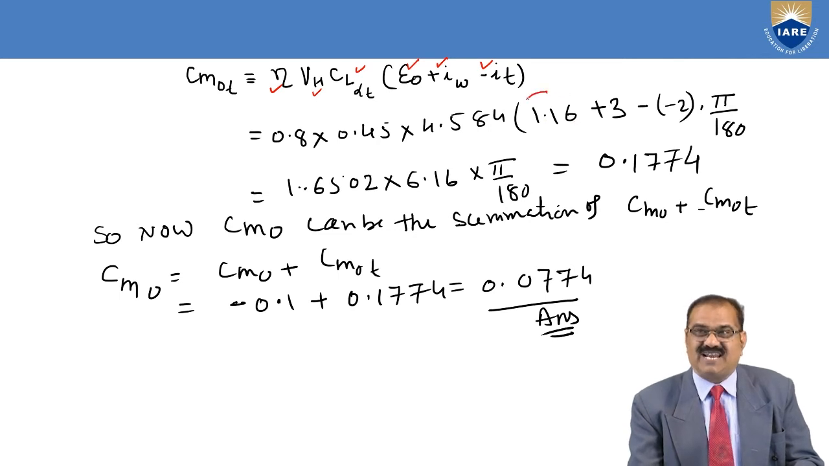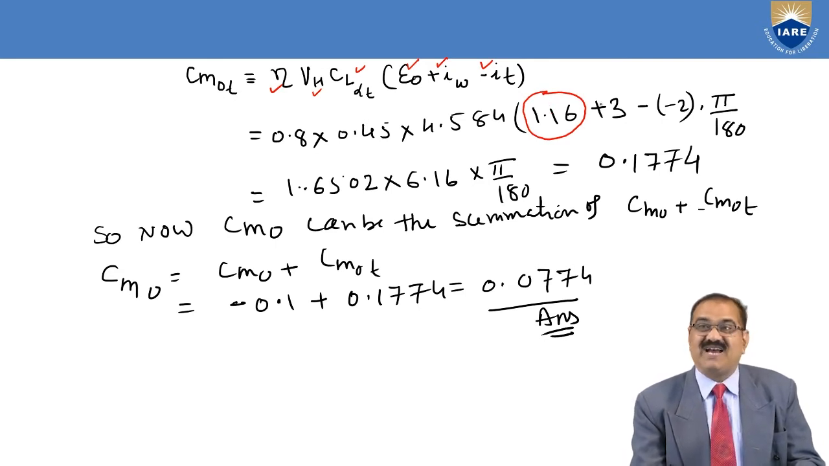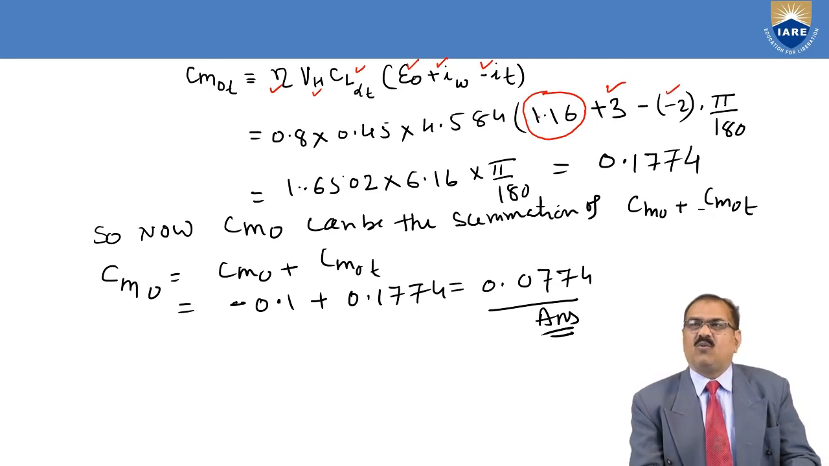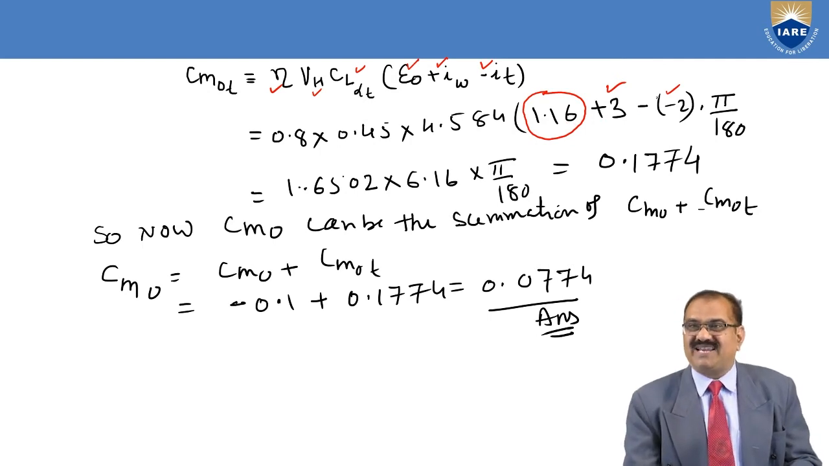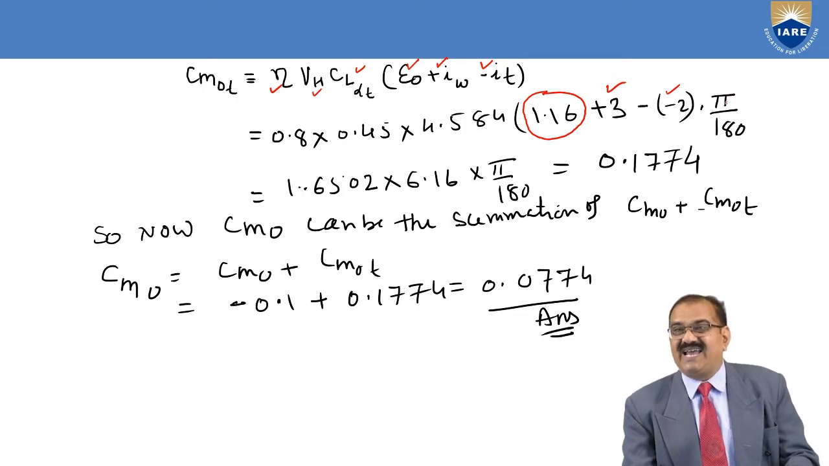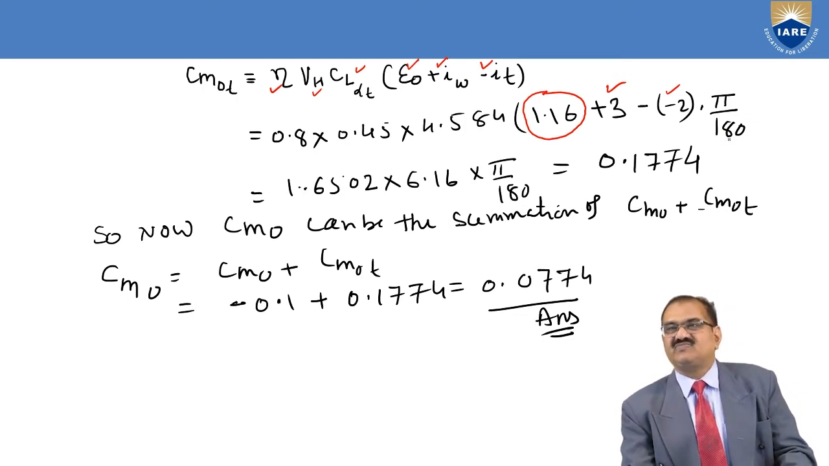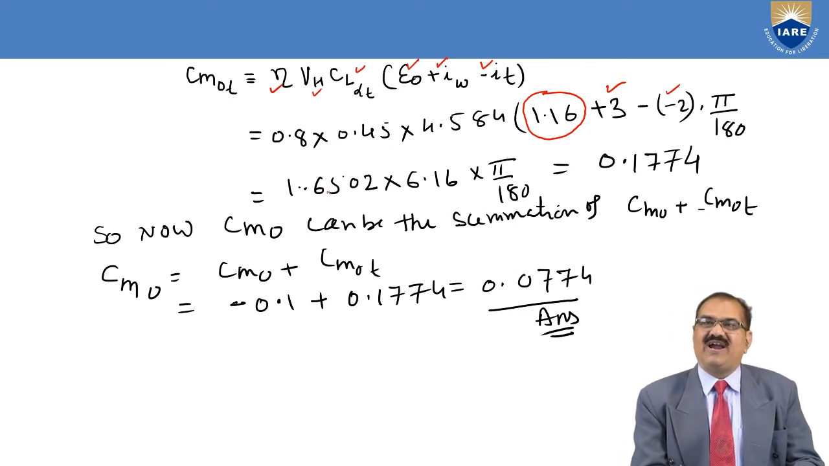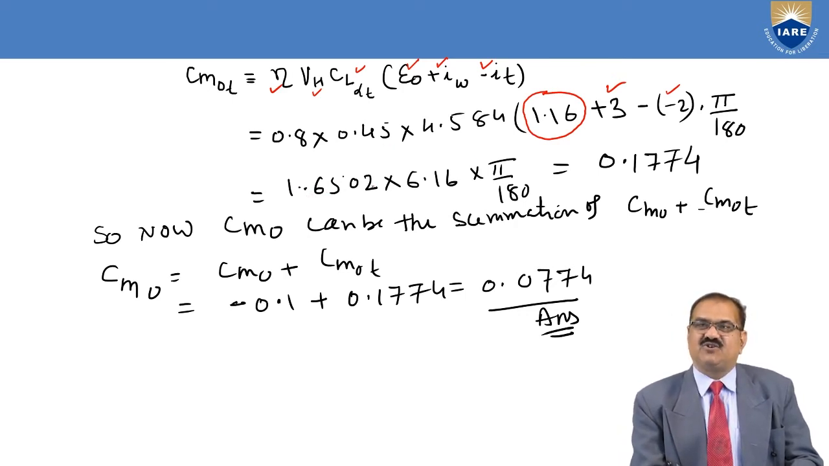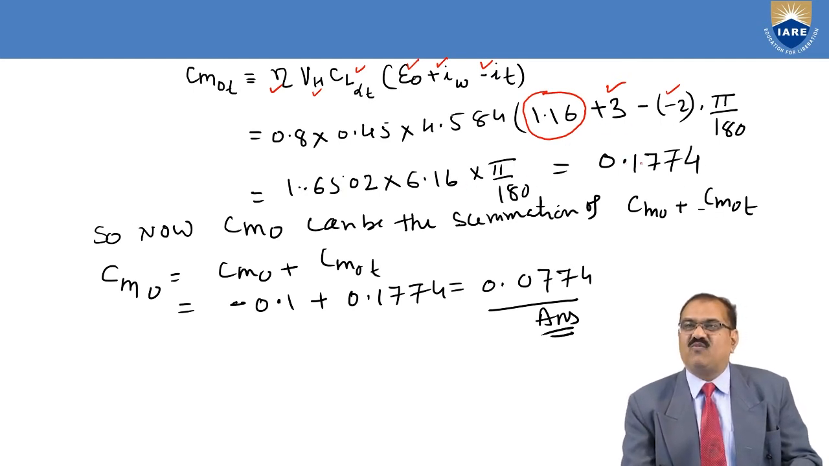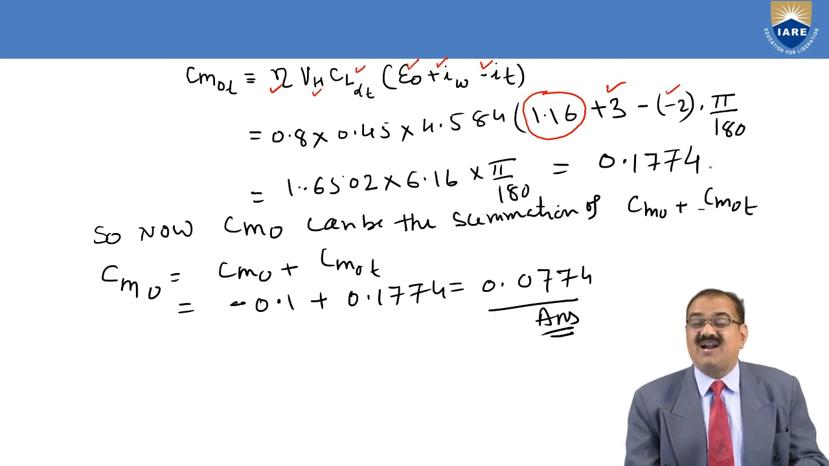This is very important here. We have to convert in degree, otherwise your answer will be wrong, because these two are given in degree. So this thing also should be in degree. So 1.16 plus 3 minus, this is given minus 2, into pi by 180. So it is again converted to the radian. So 1.6502 into 6.16 into pi by 180, we will get 0.1774. So this we got for the tail.